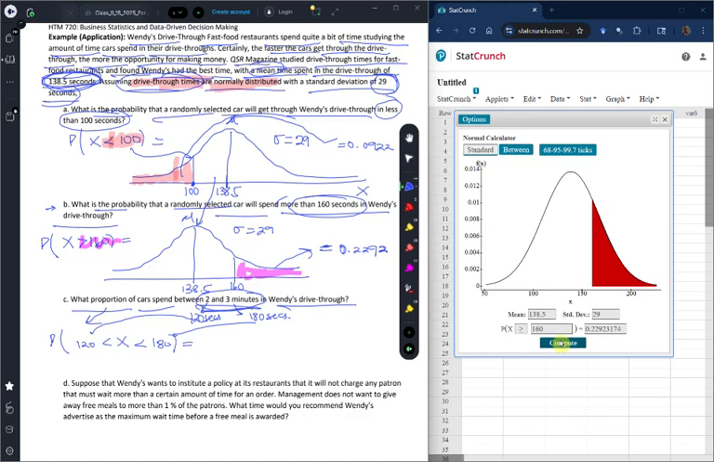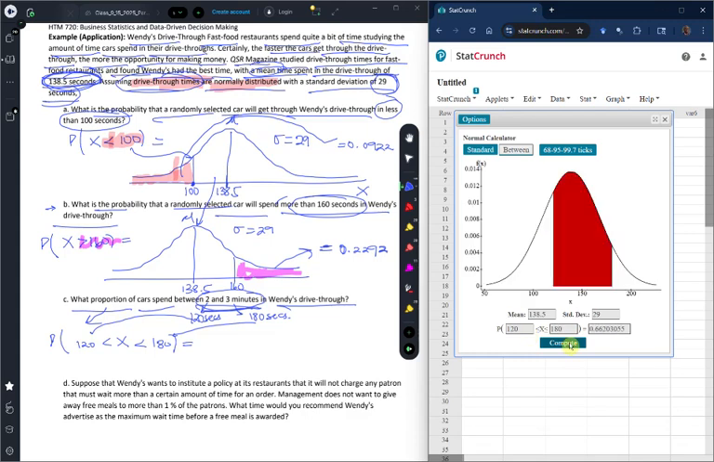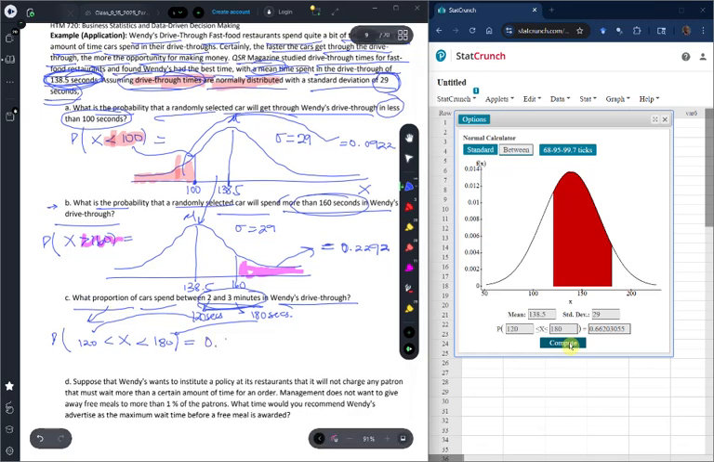So this time we go back to activate the between, 120 and 180, and compute. And in this case, you have 0.6620.